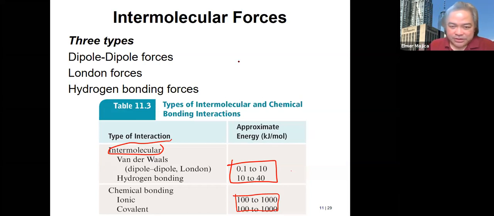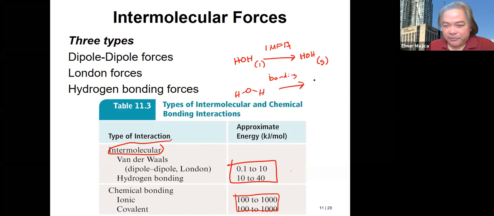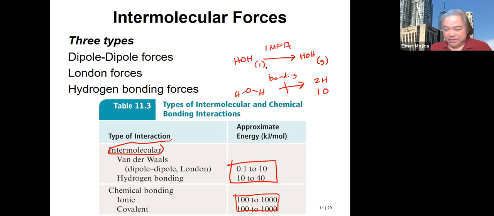So let's say for the water, if it's just IMFA, what you do here is water in the liquid form going to water in the gas form. If it's the bonding, that's water breaking to form 2 hydrogen and 1 oxygen. So that's the difference. The amount of energy to break the bonding is much higher compared to convert a liquid into a gas. Did everybody get that?